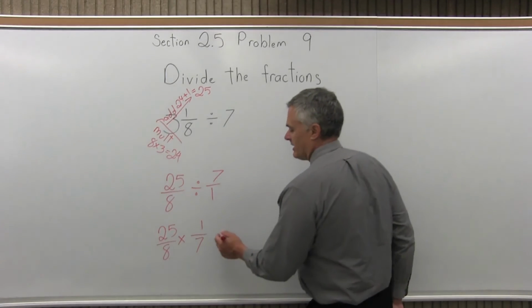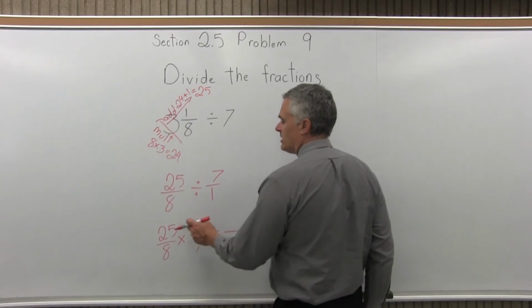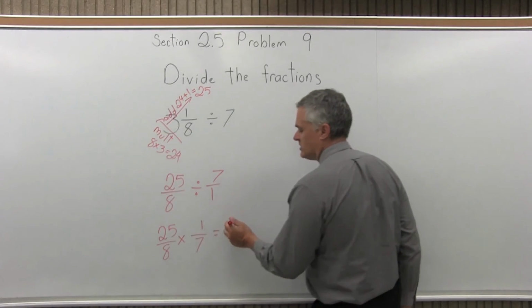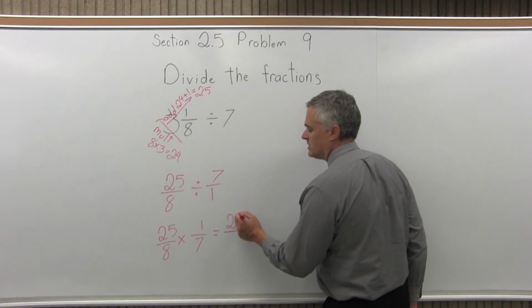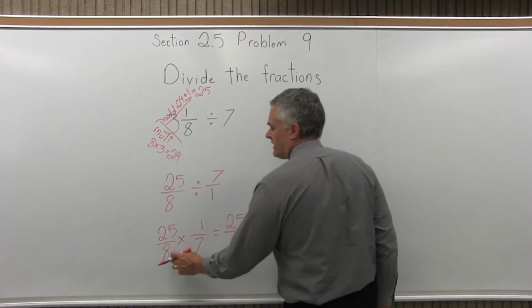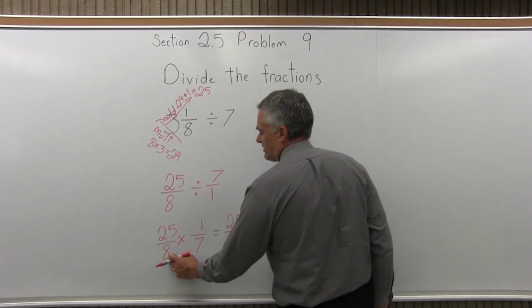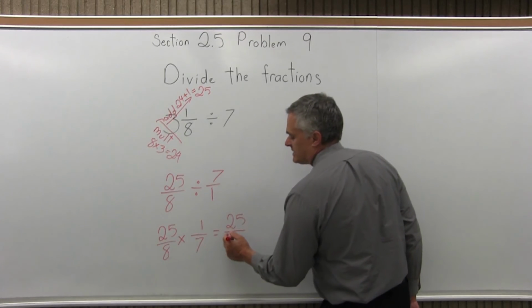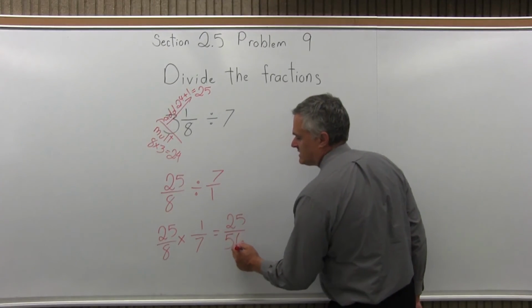Now I can multiply. So if I multiply across the top, numerator times numerator, 25 times 1 gives me a 25. And then the bottoms, the denominator times denominator, 8 times 7 will make a 56.